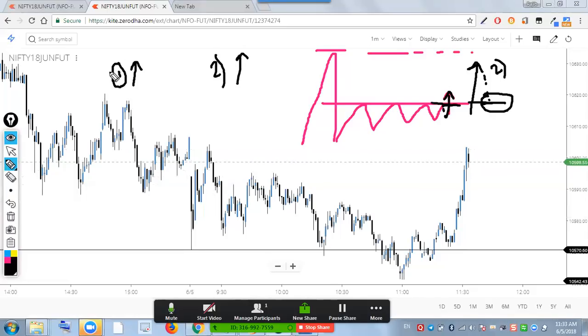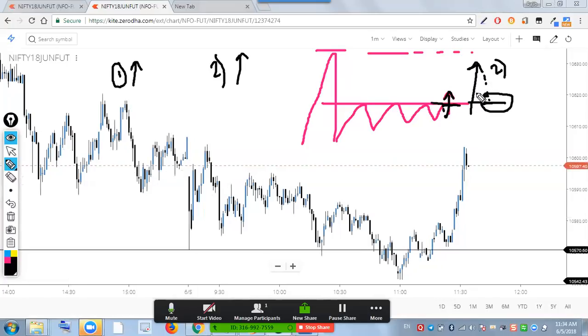So the number 1 strategy is applied when the breakout is just taking place, and number 2 is when the breakout has already happened, the first thrust, the first momentum of the breakout has already happened, and then on the pullback we are trying to get back inside the breakout momentum, so that we can ride towards the upside again from there.